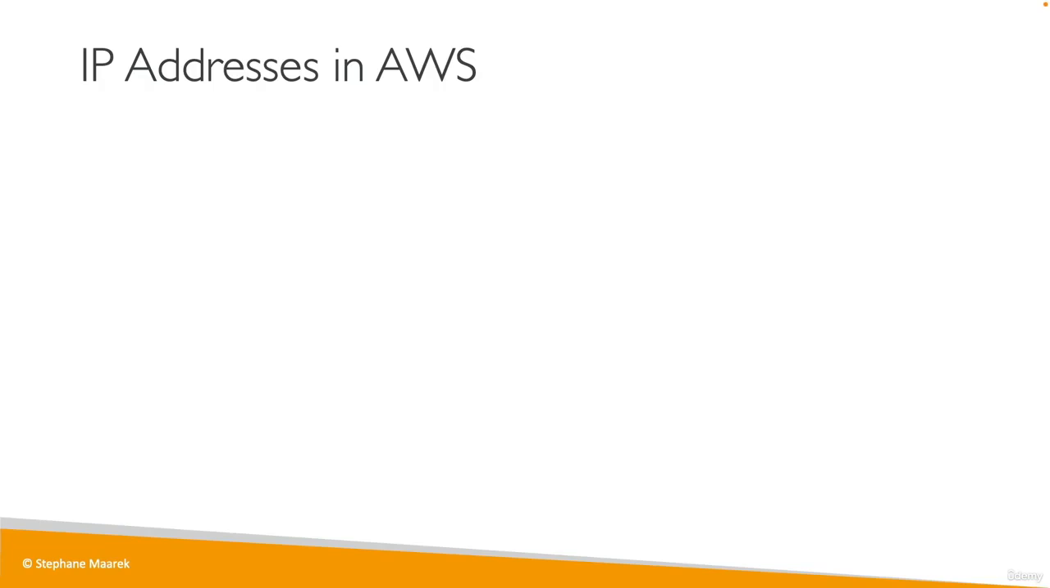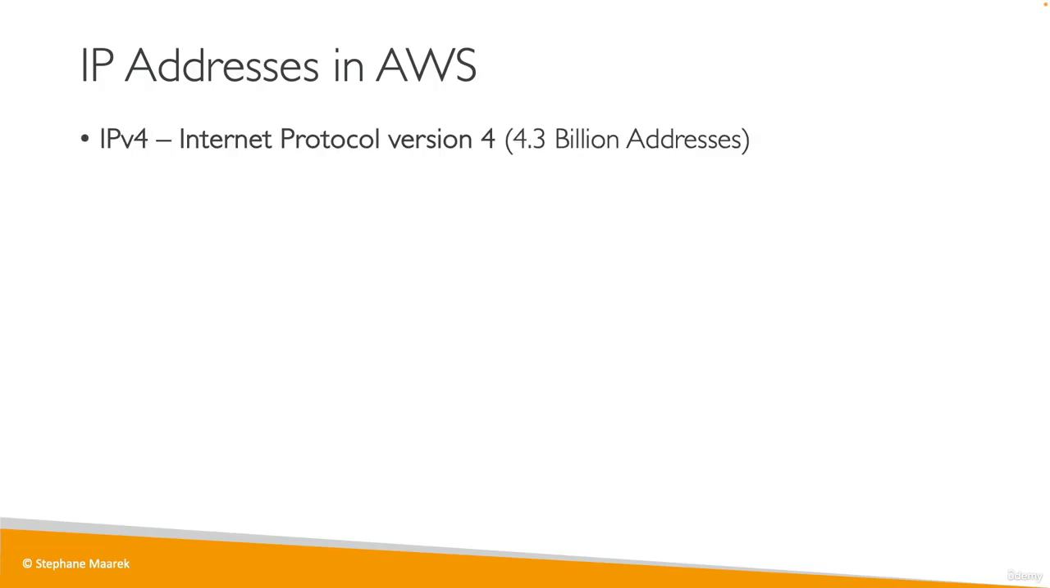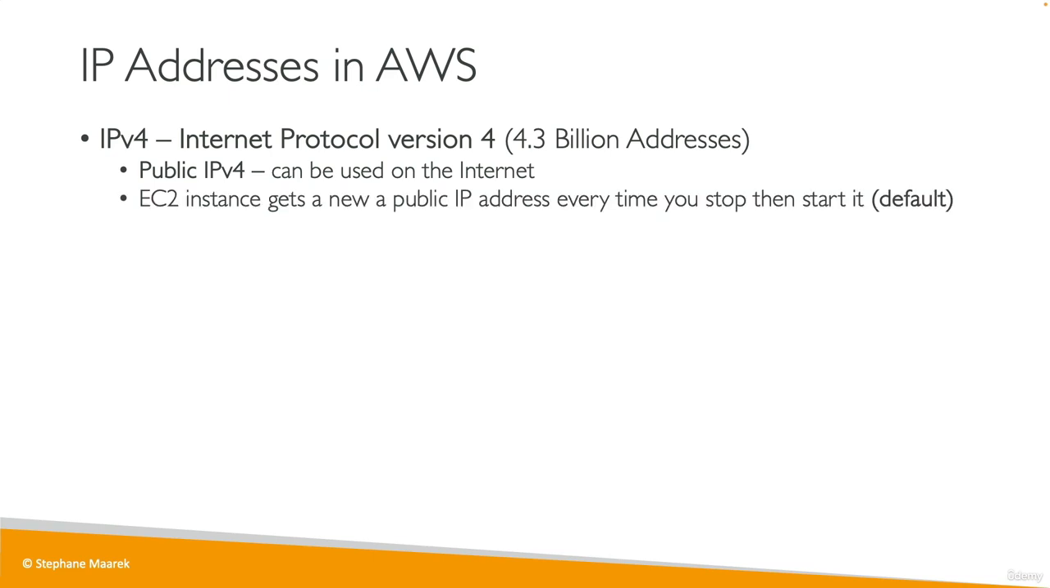So before we learn about VPCs in AWS, let's learn about IP addresses in AWS. So you have the IPv4 protocol, that's the one you're most used to, I guess, which is 4.3 billion addresses. And the public IPv4s are IP addresses that can be used on the internet and that allows whatever is the IP to be publicly reachable from anywhere.